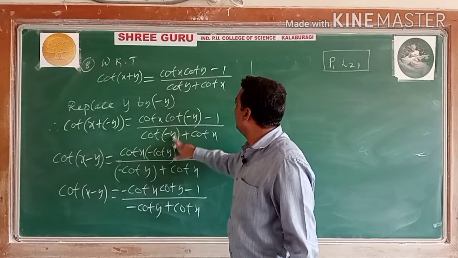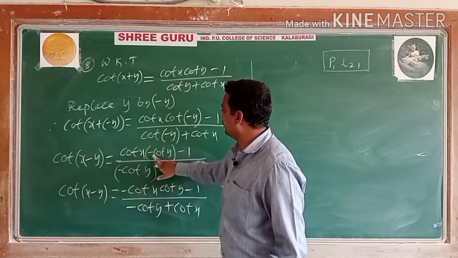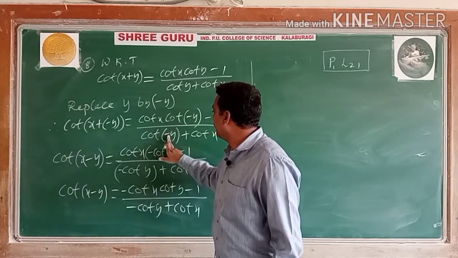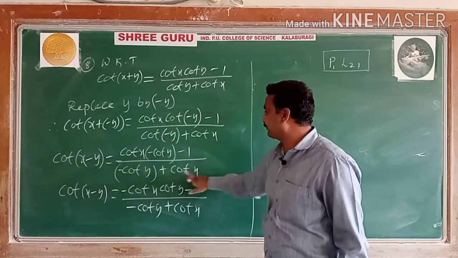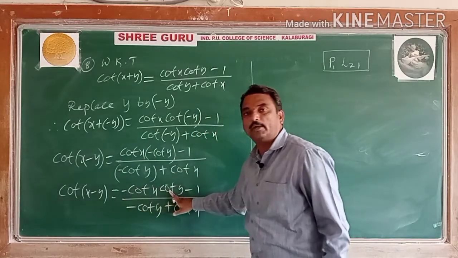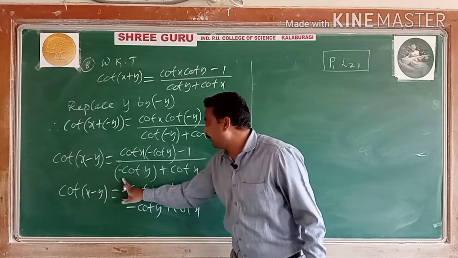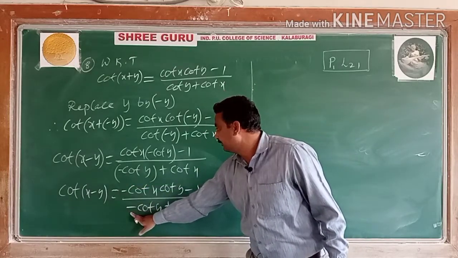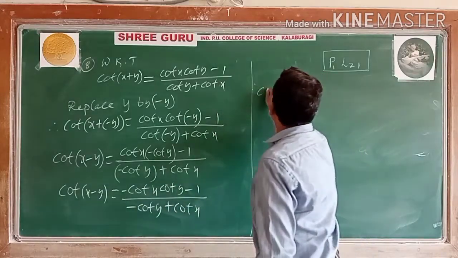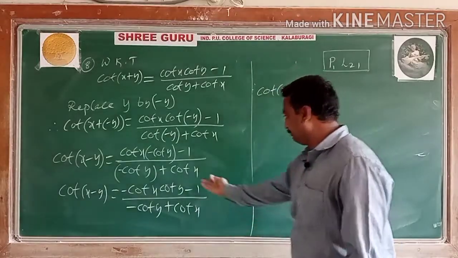Cot of y minus 1, cot of x as it is. Cot of minus theta minus cot theta minus 1 divided by cot of minus theta minus cot theta plus cot x here. So this is minus cot x into cot y minus 1, divided by minus cot y plus cot x. Now simplify, students. Cot of x minus y is equal to, here one more step, the minus sign.